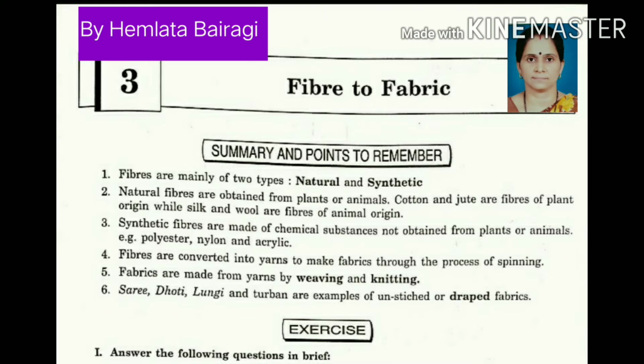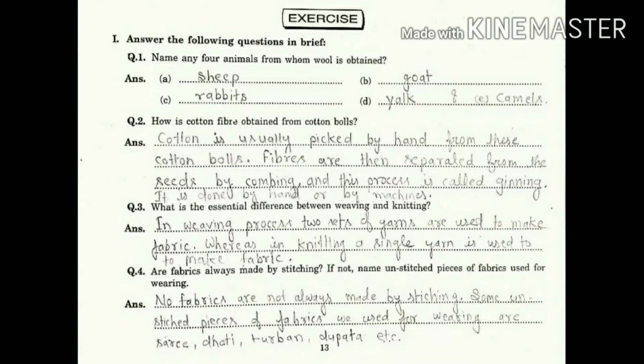So, today we will do workbook science class 6, chapter 3, fiber to fabrics. So, let's start the exercise. First, answer the following questions in brief. Question number 1. Name any 4 animals from whom wool is obtained. Answer: sheep, goat, rabbits, yak.